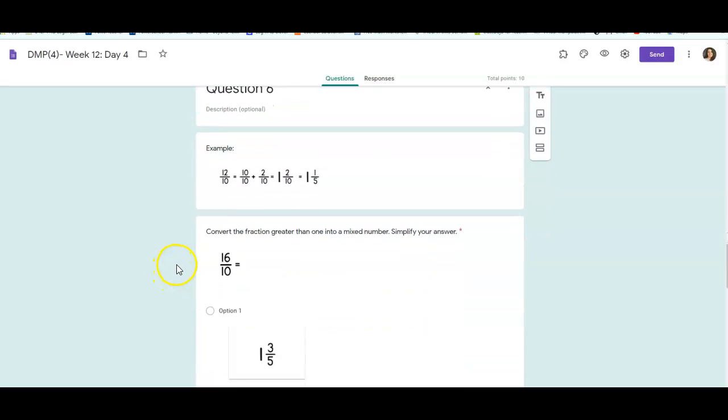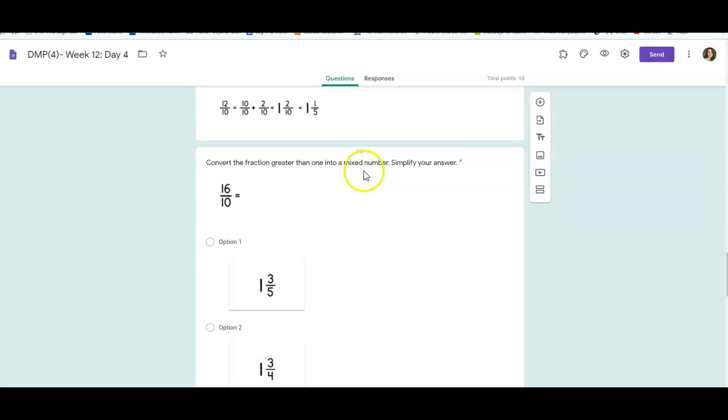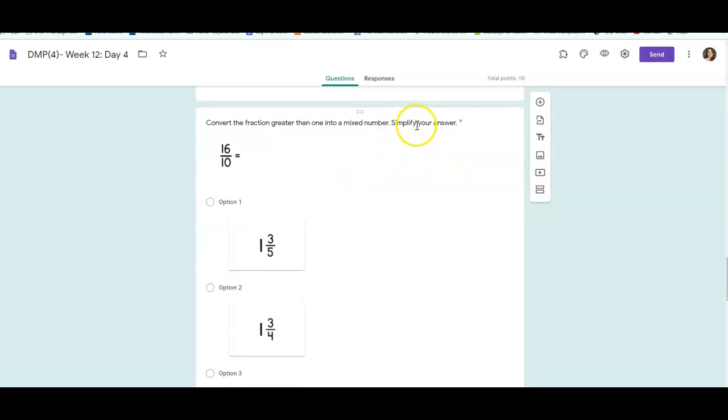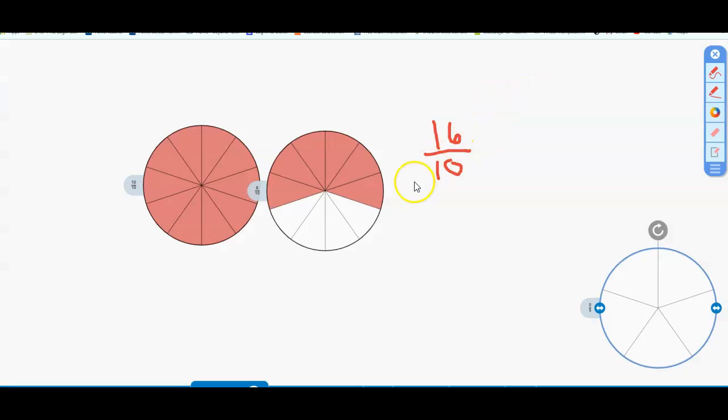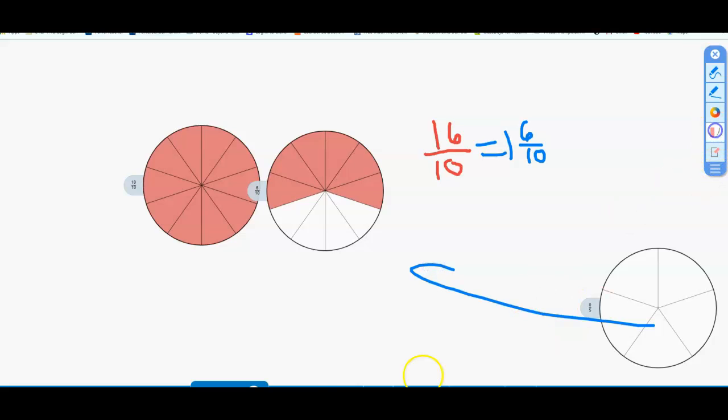Question number 6. Convert the fraction greater than 1 into a mixed number, and then, important part, simplify your answer. I will walk you through this. So if I have 16 tenths, there's my 1, 2, 3, 4, 5, 6, 7, 8, 9, 10, 11, 12, 13, 14, 15, 16. I can now see that I have 1 whole, and then I have 6 tenths left over. But we need to simplify this because it says simplify your answer. That was sloppy. Get rid of that.